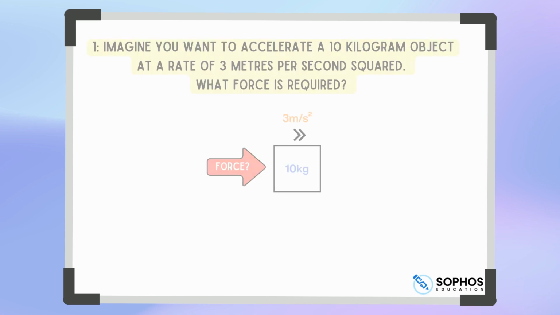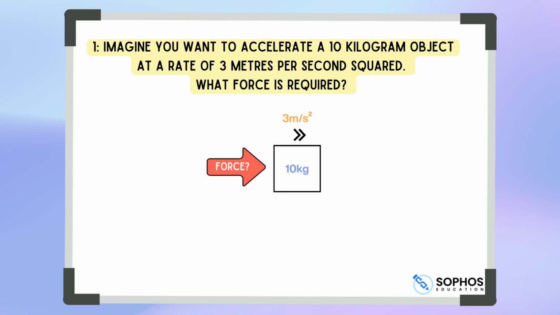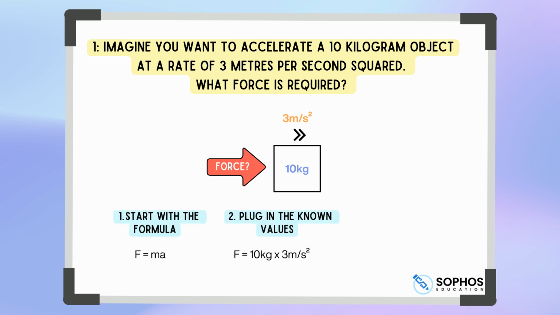Let's apply what we've learnt to a few specific problems to consolidate our understanding of the equation. We'll start with some simple cases and move to more complex examples. Imagine you want to accelerate a 10 kilogram object at a rate of 3 meters per second squared. What force is required? Start with the formula F equals mass times acceleration.